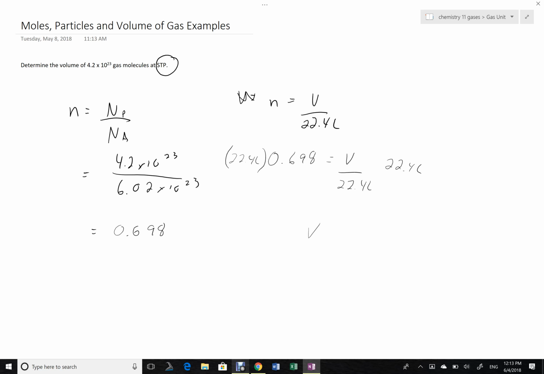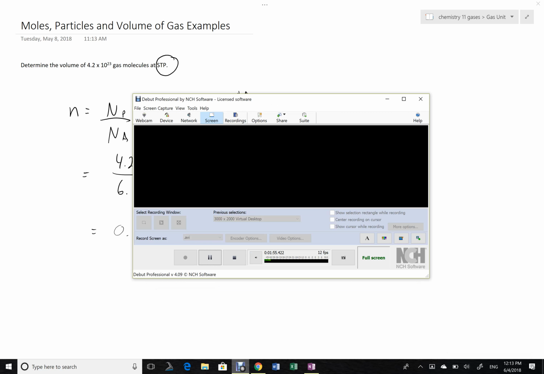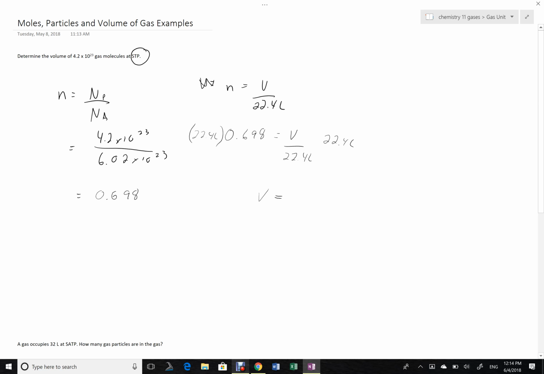Hold on a second here. My pen just stopped responding there for a second. So anyways, 15.63 liters. So there I can use a number of particles to come up with a volume for that gas.